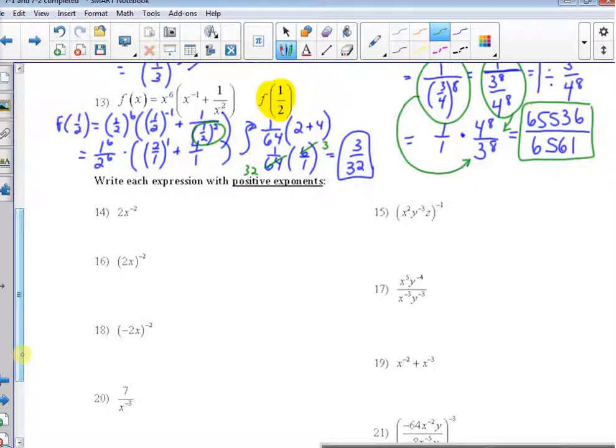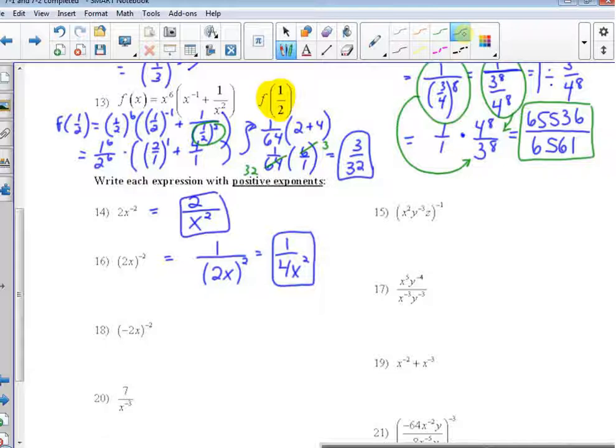All right, write each expression with positive exponents. So 2x to the -2, the -2 is only applied to the x, so this would be 2 over x squared. Versus number 16 is 1 over 2x squared, which becomes 1 over 4x squared. So hopefully you can see the difference.